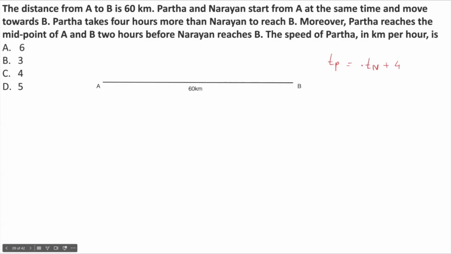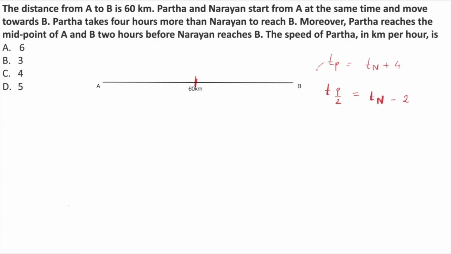Now, I have already written here the time taken by Parth is 4 hours more than Narayan. Also, Parth reaches the midpoint of A and B. Midpoint is somewhere here. 2 hours before Narayan reaches B. So, the time taken by Parth to reach the midpoint, I call this as TP by 2, is time taken by Narayan minus 2 hours.